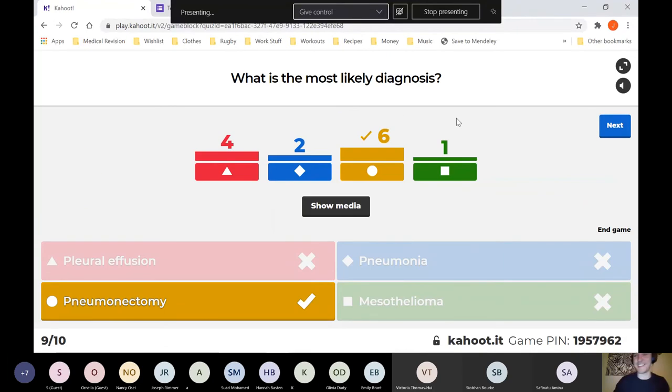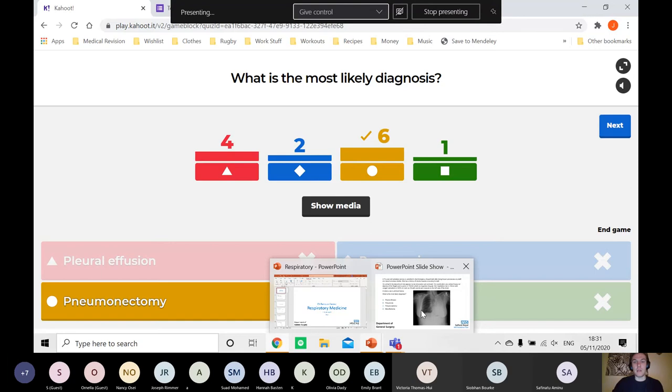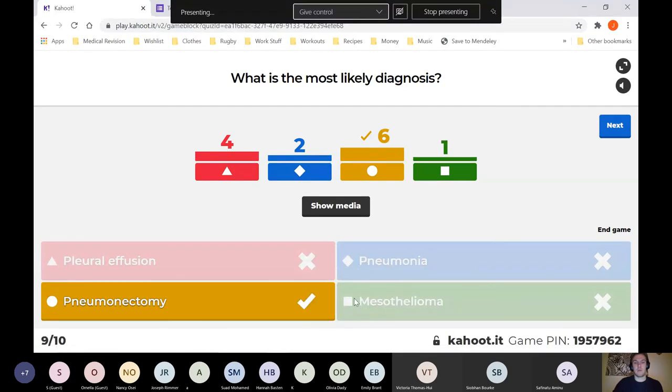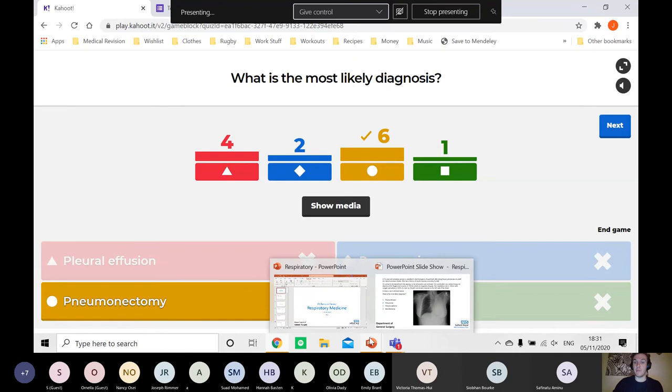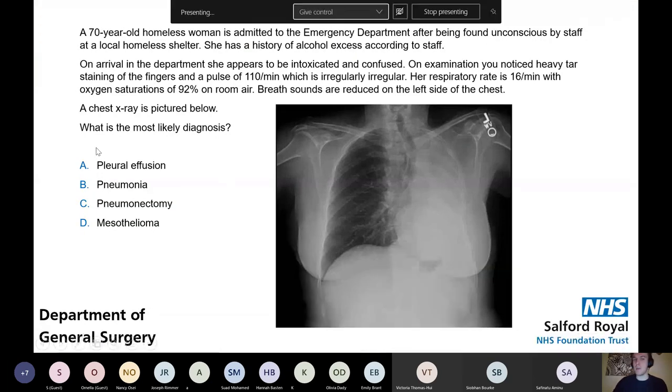Pneumonectomy. Yes, so I'm checking to see if anybody was paying attention to me earlier on from my OSCE presentation. There is a reason that this is pneumonectomy rather than any of the other options. There's not really much in the stem actually that is a giveaway. Essentially what this boils down to is knowledge of this combined with this. So this is the trachea and it's deviated towards the whiteout. Trachea position is key to the diagnosis.